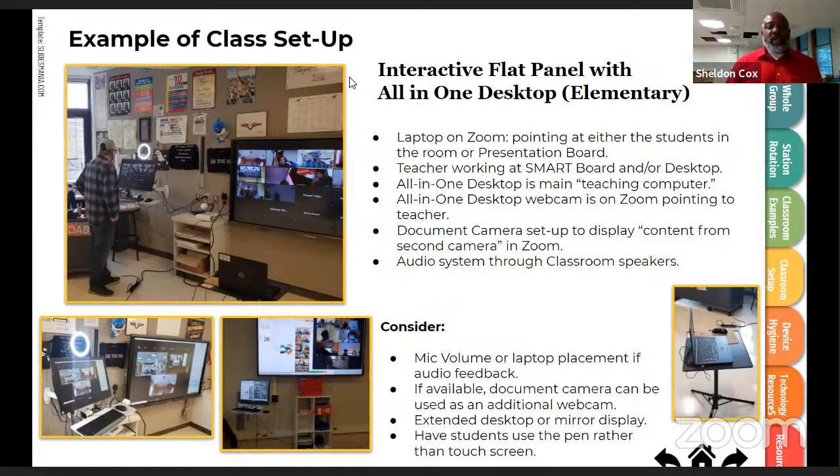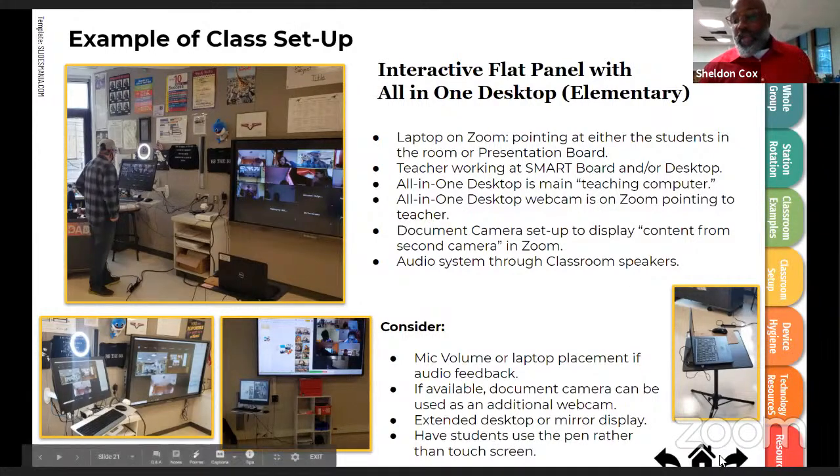You can use the desktop and extend the desktop, meaning I can have one thing on my desktop and have the Zoom window on another screen. So I have the presentation on the smart board or interactive flat panel, and I have the Zoom screen on my desktop. That way I can present and yet monitor the chat and the students participating in my classroom, and I can interact with the students. Now, this doesn't mean this is available in every classroom, but it is possible to have this set up.